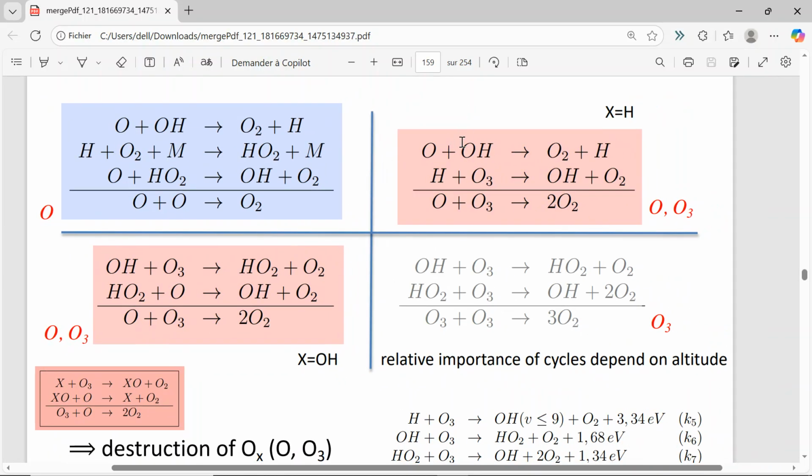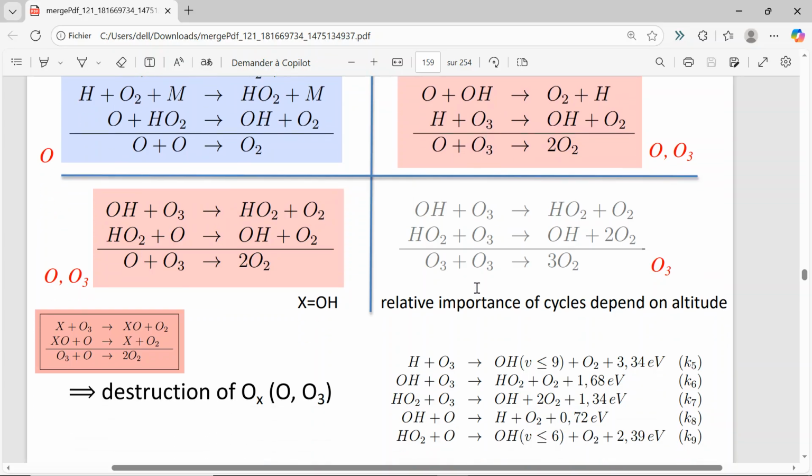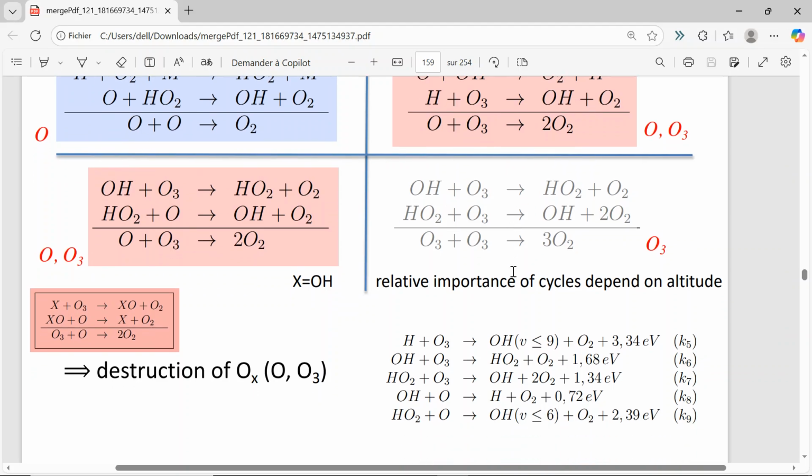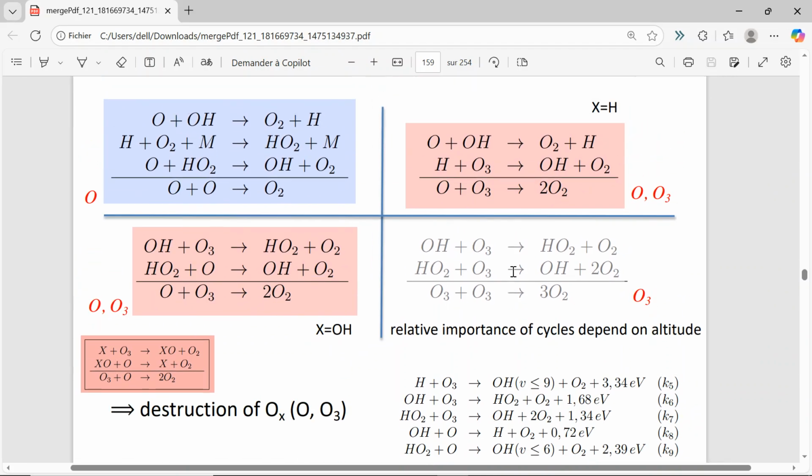So this OH can react with atomic oxygen, liberating some molecular oxygen plus H, and this is a process of destruction of ozone again. And the OH released can react with ozone, as explained, forming HO2. It can react with ozone itself. So this is a very efficient process of ozone destruction.